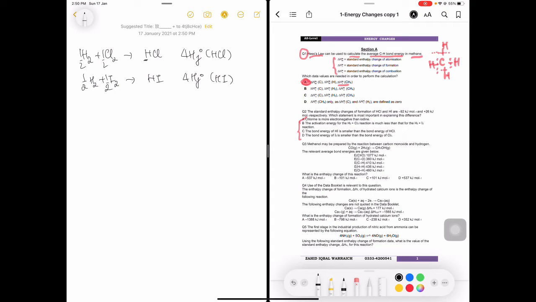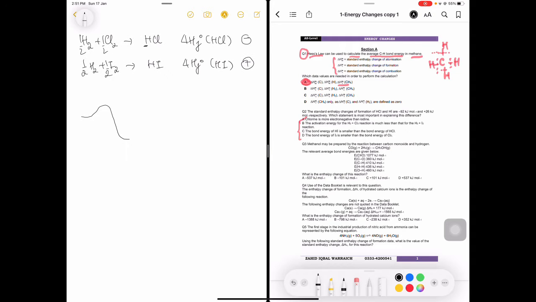In B, they say the activation energy for the H2 and Cl2 reaction is much less than that for the H2 and I2 reaction. I think this one would be wrong. If you write out your energy diagram, the first reaction, they give you the delta H_f of HCl, is a negative number, and for HI it is a positive number. So the first reaction must be exothermic. So I have to draw the reactants higher than the product. H2 and Cl2 will be here and HCl will be here. This will be my activation energy for this process.